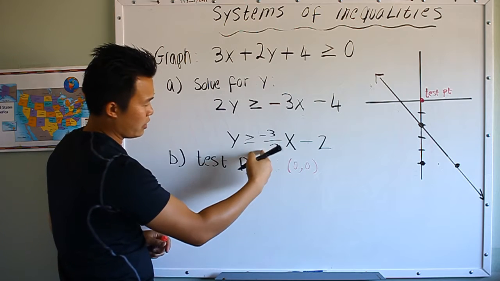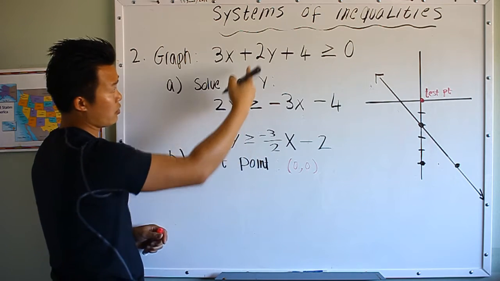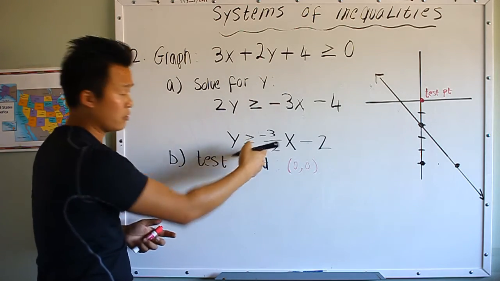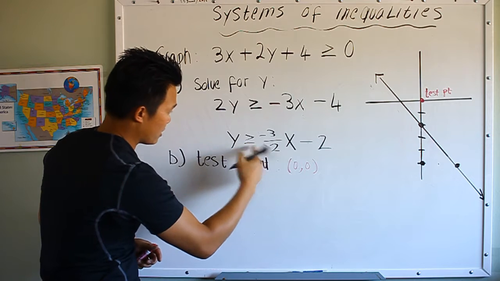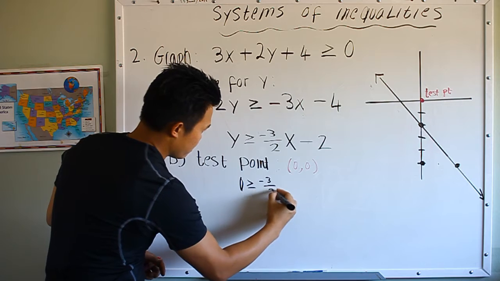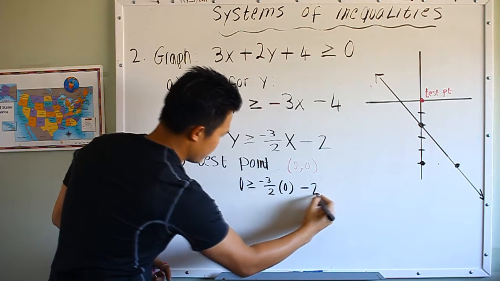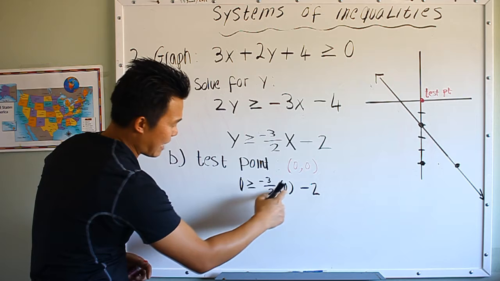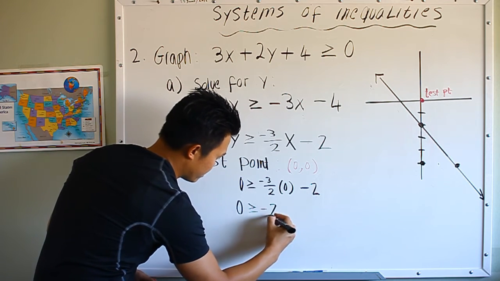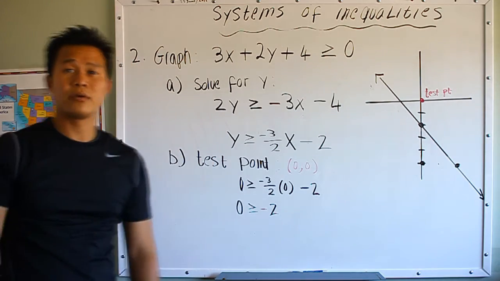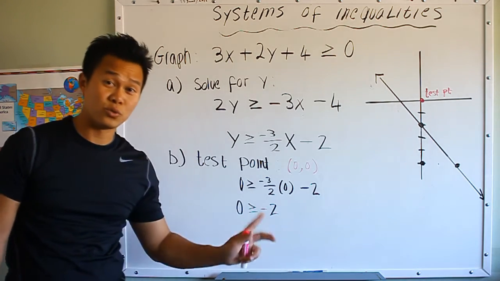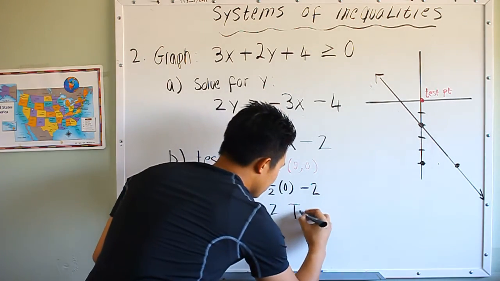Replace the test point into the equation, or you can replace it into your original inequality if you like, or you can replace it into this inequality. It's up to you. So I'll use this inequality, plug it in. 0 bigger than negative 3 over 2 times 0 minus 2. So that will become 0. So our inequality becomes 0 is greater than or equal to negative 2. 0 greater than or equal to negative 2 is a true statement. This is true.